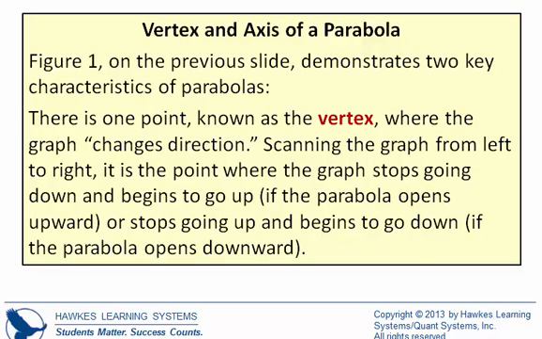So here is our definition for vertex. It says that there is one point, known as the vertex, where the graph changes direction. Scanning the graph from left to right, as we did, tracing the graph from left to right, it is the point where the graph stops going down and begins to go up, or the graph stops going up and begins to go down.